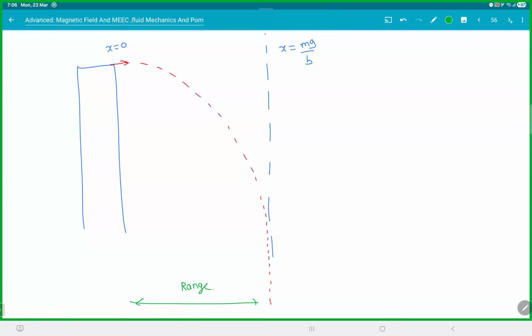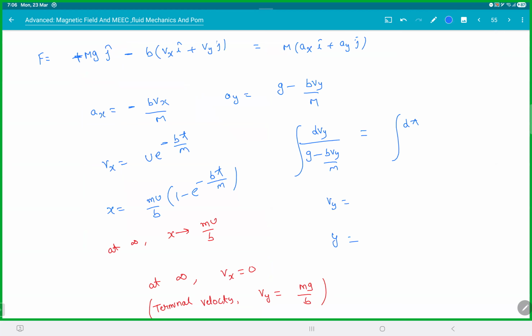That means when you're throwing stones from a building, this thing will just not keep going forever ahead. And eventually at infinity, your speed will become only vy, which is mg by b. At that point, your net acceleration is 0 because the viscous force will start balancing mg. Are you clear with this? So this is your projectile motion with viscosity. So this is how your x and y coordinates will change, just long integration. So the main idea is once you got this, it is done. You just have to integrate it twice. Clear with this?